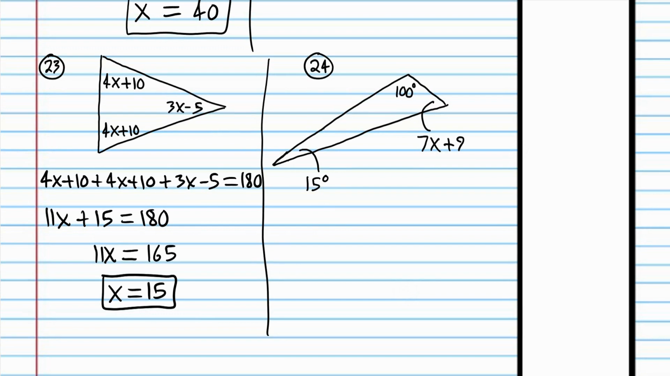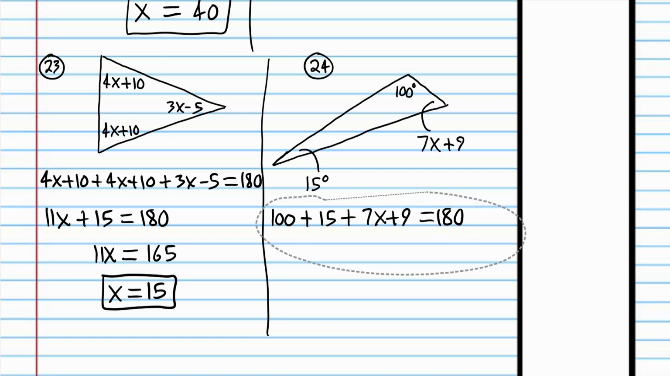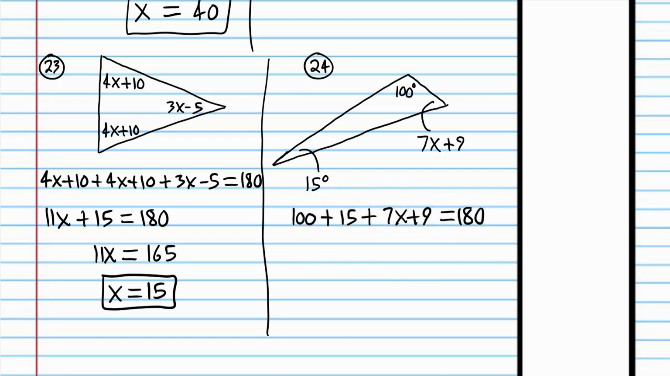So why don't you try 24? I couldn't fit these angles inside the triangles, so I just put little marks there to show you where they are. Try number 24. When you come back, we'll do it together. All right, we're back. We know that the angles have to add up to 180. So we make that equation, and we can use that equation to find x. 100 plus 15 is 115. 115 plus 9 is 124.